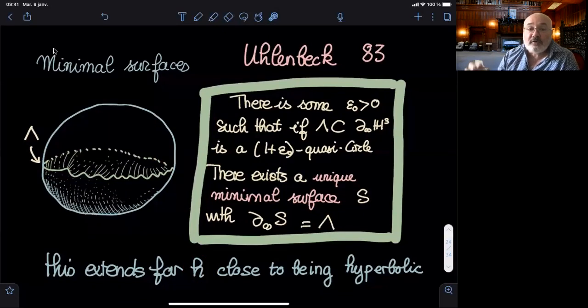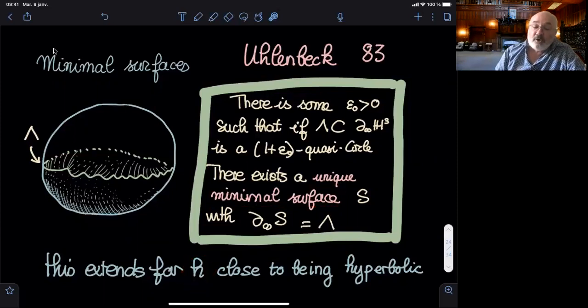This is just because the fact that you have a unique minimal surface tells you that you have some compactness theorem behind. And if you have some compactness theorem, it's going to be true not only for the hyperbolic metric, but for a nearby one. So here is a really arm-waving proof of this fact.